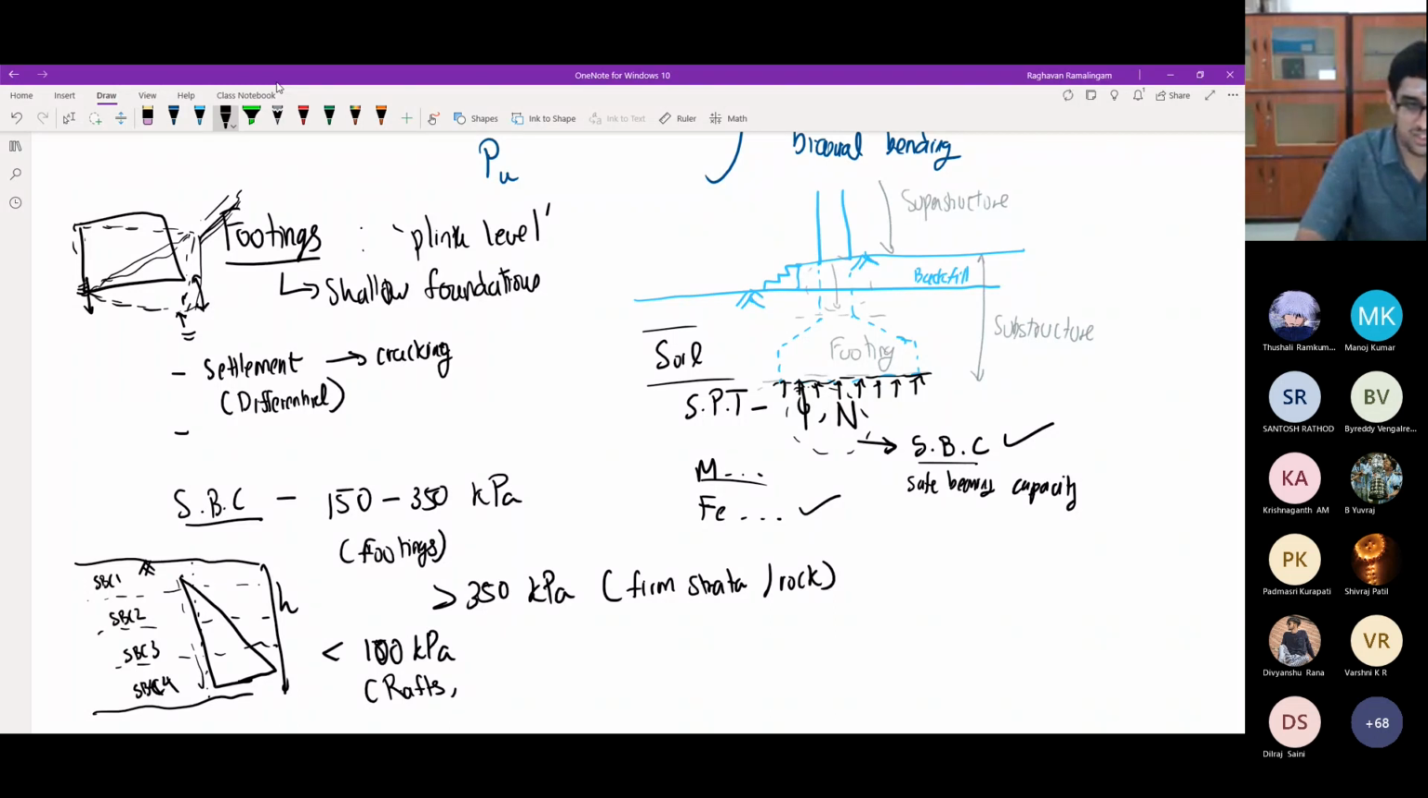So usually our foundations may be at some depth like this. If this SBC is not sufficient, like it's 100 kilopascals or something, then somebody may choose to give a pile, so that they end up at a place where we have a bit of firmness. Otherwise, they will use something known as a raft.